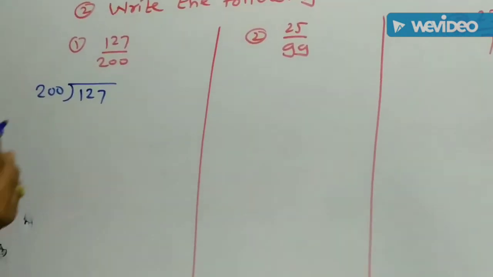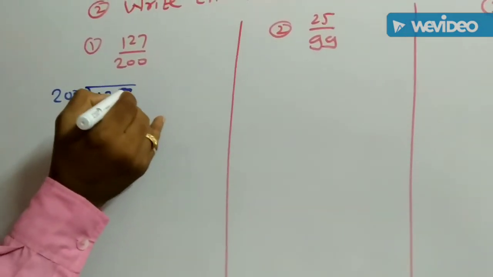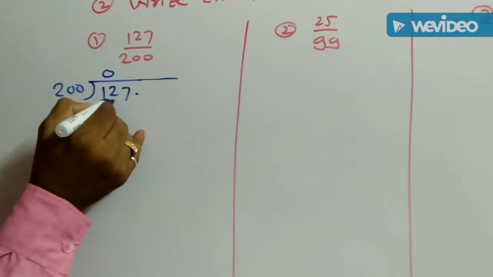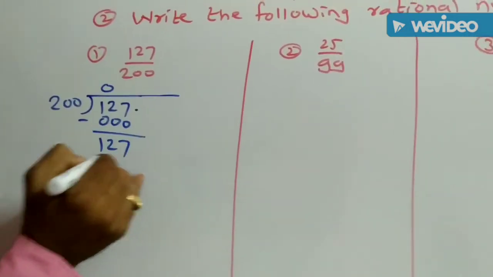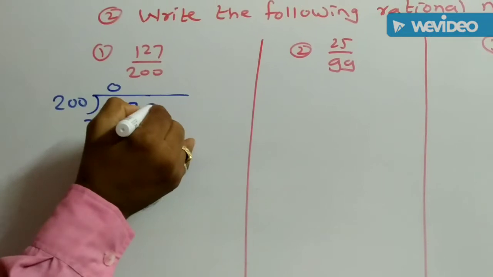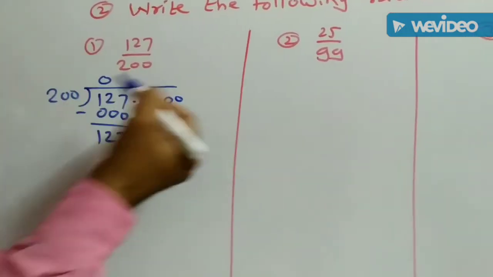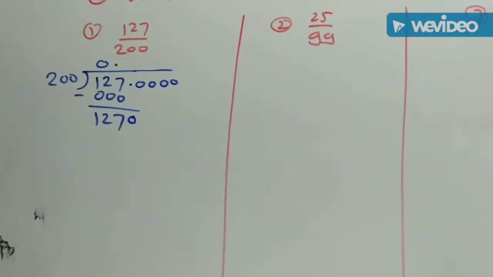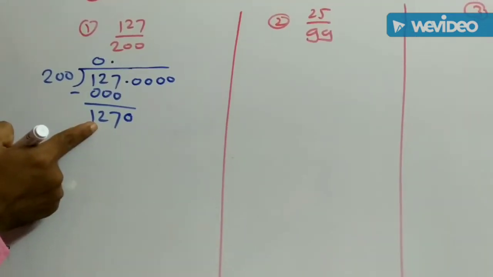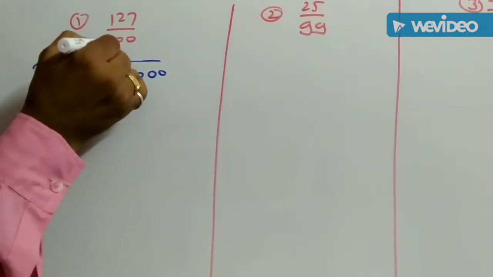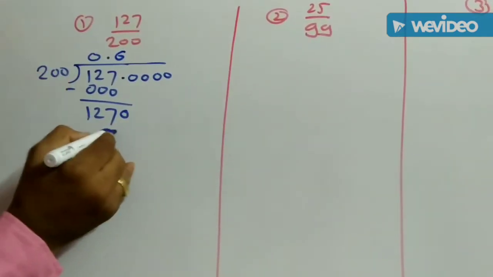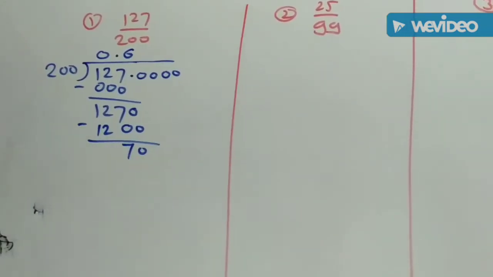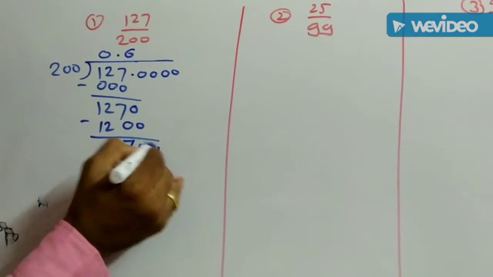Therefore, 127 divided by 200. 127 is not divisible by 200, therefore we take the quotient 0. We get 127. Then here we take the decimal point and two zeros, making it 1270. Now 2 sixes are 12, therefore it is divided by 6. 20 as it is. 6 twos are 12, and the subtraction is 70. Taking 0 now.